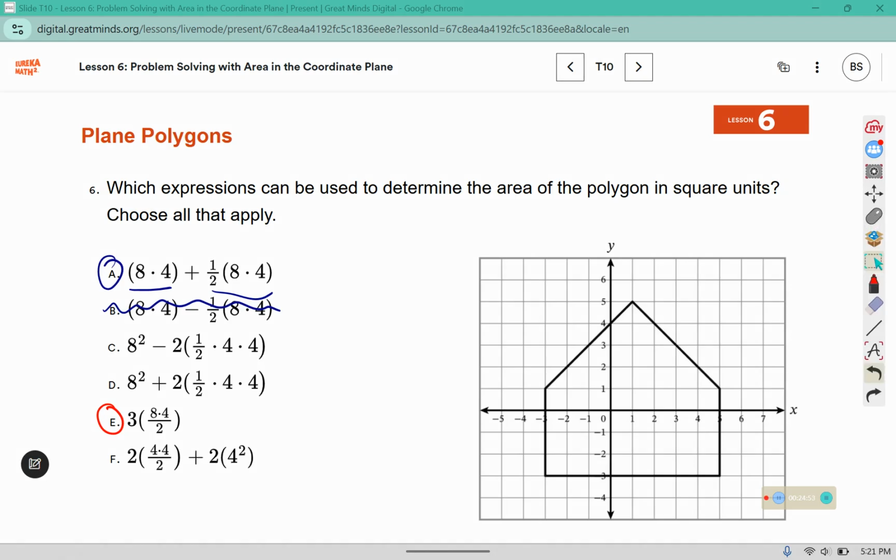We could cut this into 2 triangles that are 4 by 4s. I see 4 times 4 divided by 2, and 2 sets. That would be this piece here, 2 sets of a 4 by 4 triangle. And then if we cut these into 2 4 by 4 squares, that would be this piece here. So F also works.